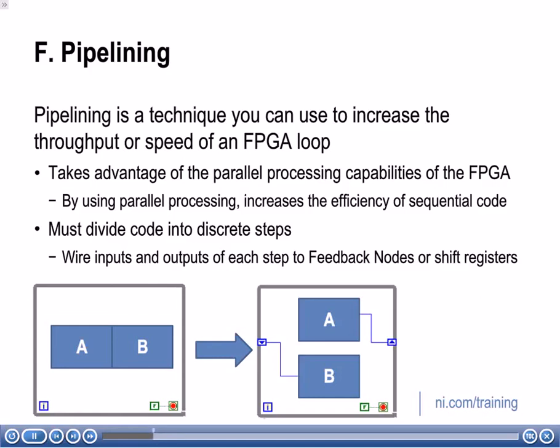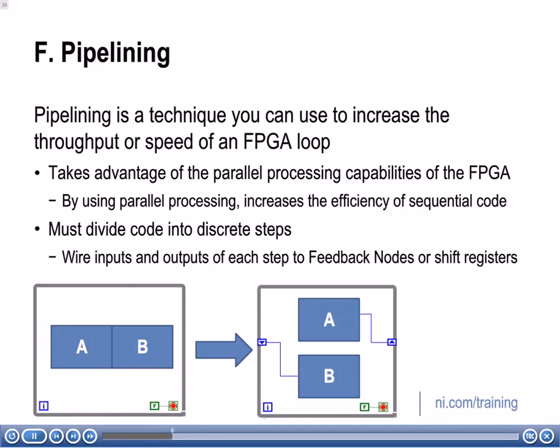One way we can try to optimize this a little bit more and decrease the loop period is pipelining. If we take a look at the block diagram on the right, that's exactly what we've done. We pipelined this. We've separated section A and section B, and they're now happening in parallel. On the left, they're happening sequentially, but on the right-hand side, they're happening in parallel, so we can try to optimize it for speed.